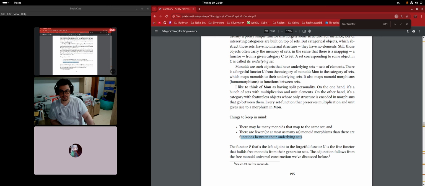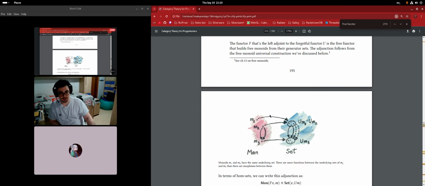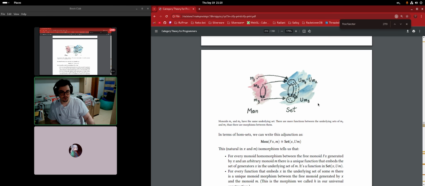The functor F, that's the left adjoint to the forgetful functor U, is the free functor that builds free monoids from their generator sets. The adjunction follows from the free monoid universal construction we discussed before in previous chapters. So this is the image, and this is the expression, right? So this is the adjunction that we're trying to establish.